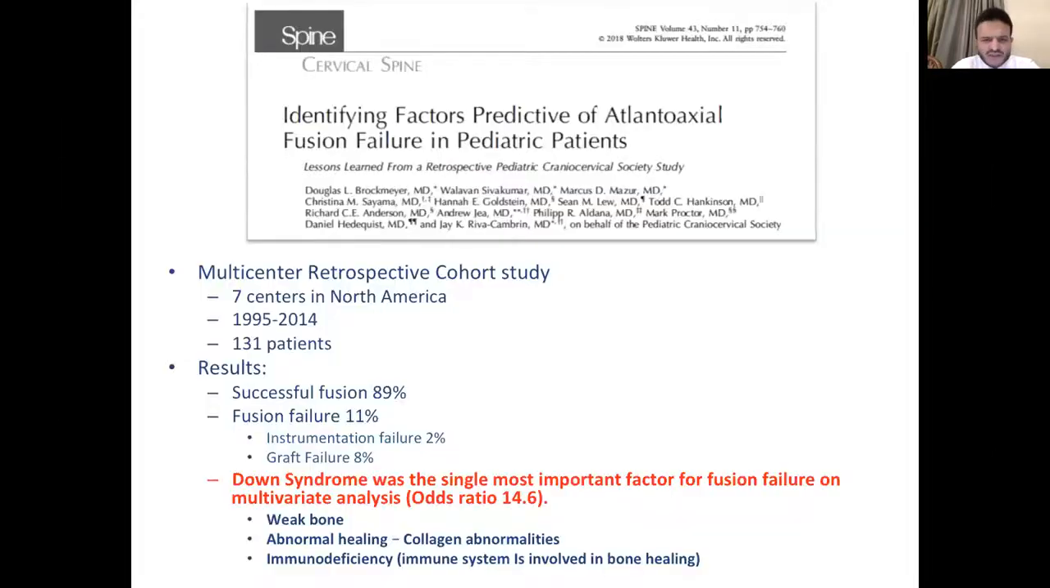In the literature, this is a recent paper published in 2018. 7 centers in North America included 131 patients, all kids, all pediatrics with atlantoaxial fusion failure, and Down syndrome was the single most important factor for fusion failure, with an odds ratio of 14.6. And the authors talked about the possible problems with Down syndrome, like weak bone, abnormal healing due to collagen abnormalities, immunodeficiency. I would also add psychosocial factors and family factors that I just mentioned.